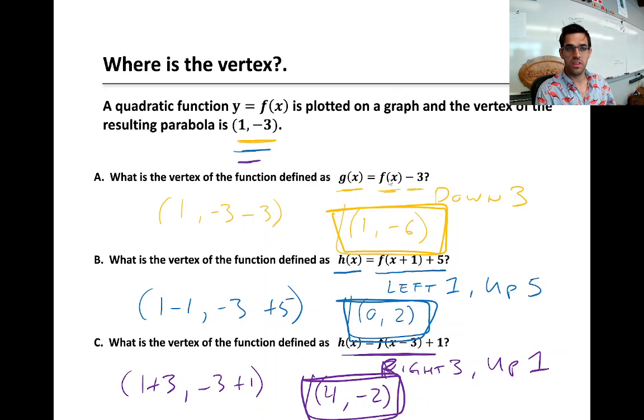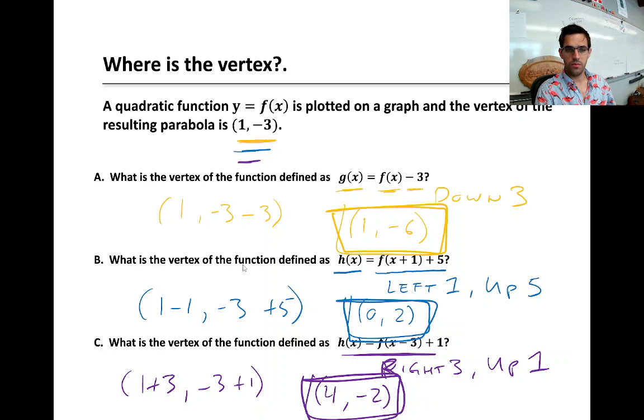So right now we're not given the actual expression of the original parabola for f of x, but we can read the function notation to figure out what g of x looks like in relation to f of x. So we have a minus 3 tacked on at the end, so that's a k value. Our k value is negative 3. So the g of x looks like f of x, but 3 units shifted down. So we're going to take the vertex of f of x, subtract 3 from the y value, and we'll find that the vertex for g of x is the point 1, negative 6.